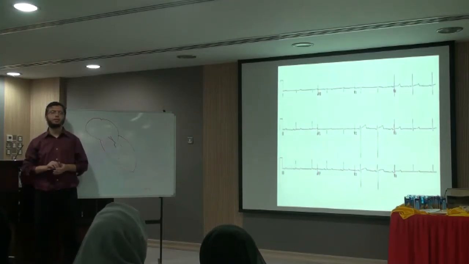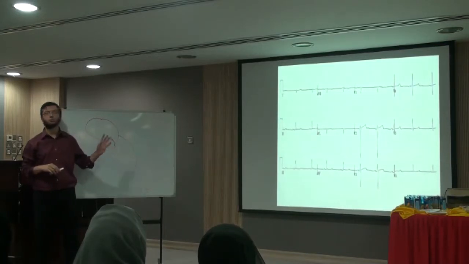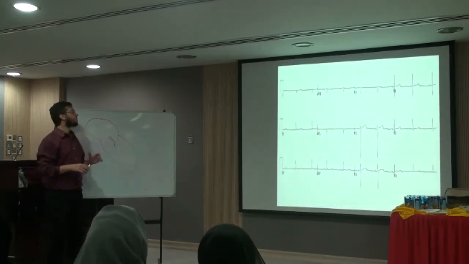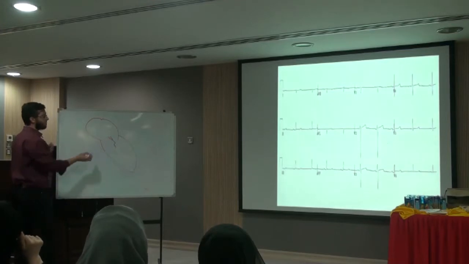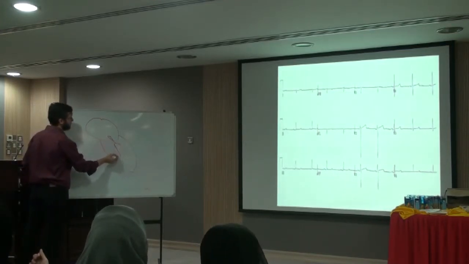So why did you say right axis deviation? Because it is positive and negative in lead 1, positive in AVF. We will see it later. Okay. So why did it happen? Because there is LPFB.